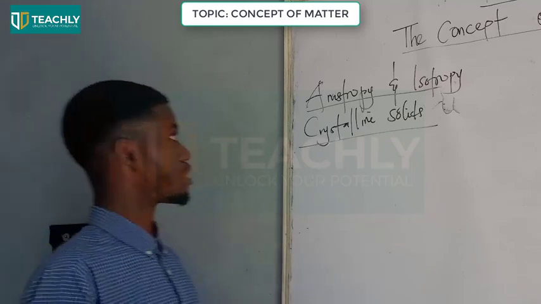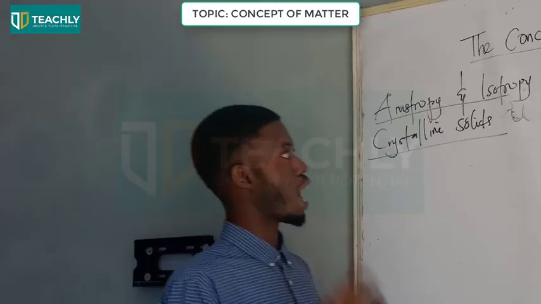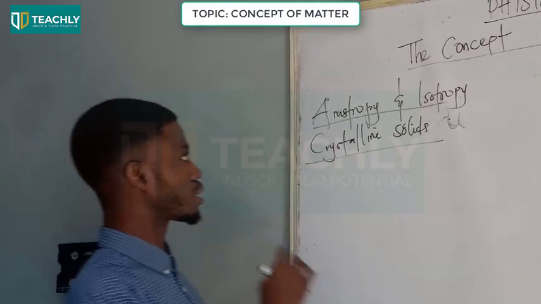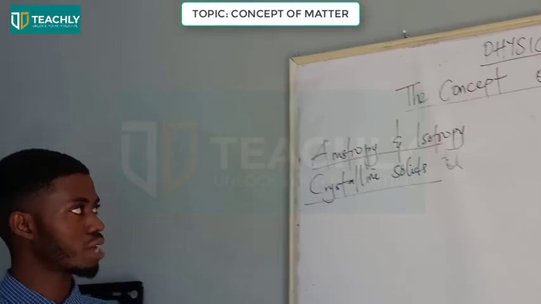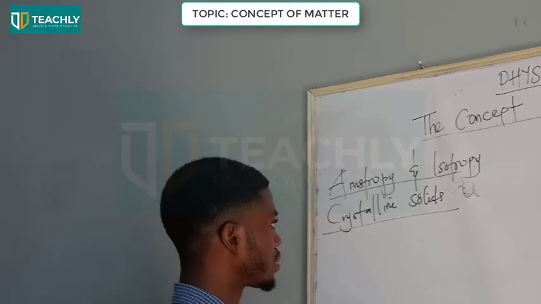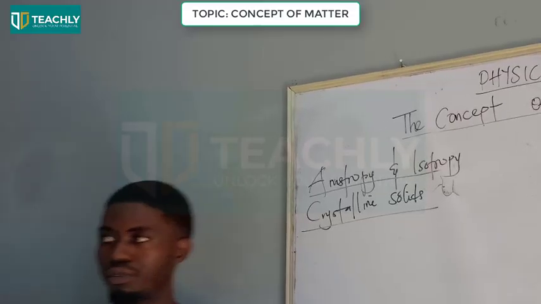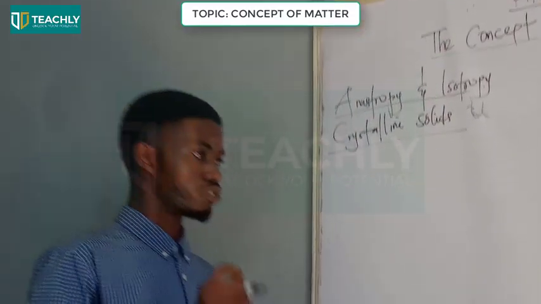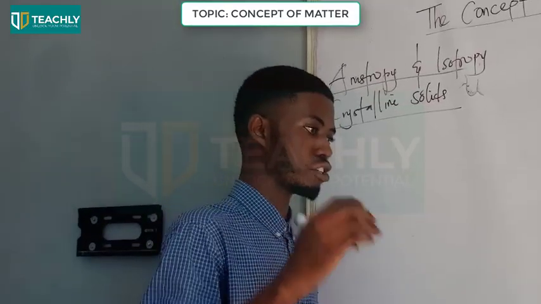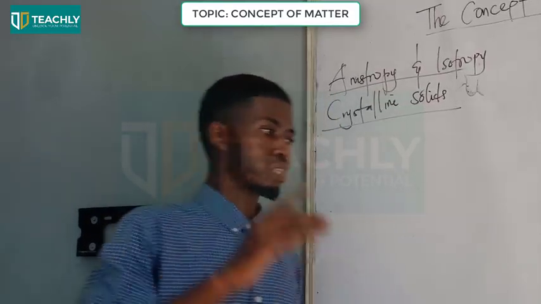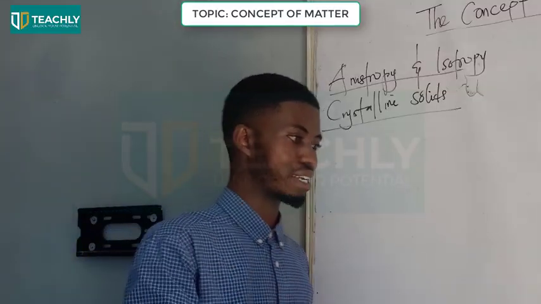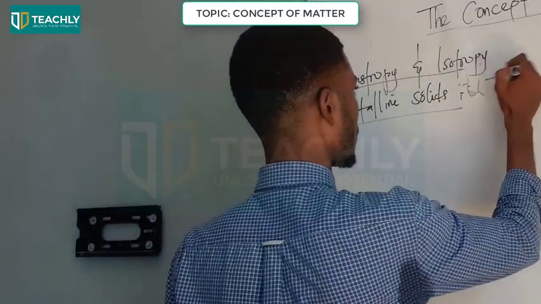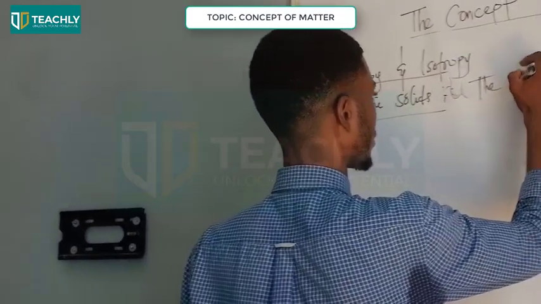So we're going to be considering anisotropy and isotropy. We're going to be looking at the anisotropic and isotropic properties of crystalline solids and amorphous solids. To begin with, let's start with crystalline solids. These materials are anisotropic, meaning that the physical properties vary depending on the direction of the property. So let me put it here, the physical properties.